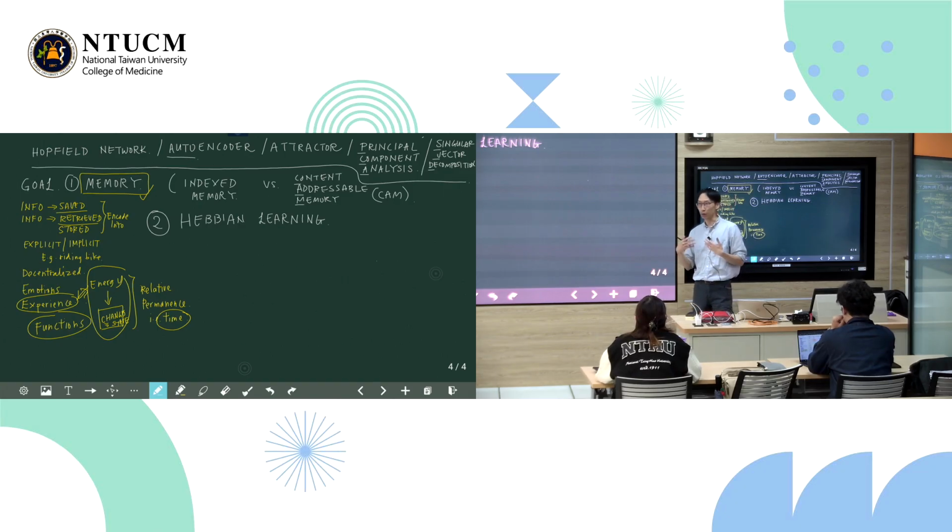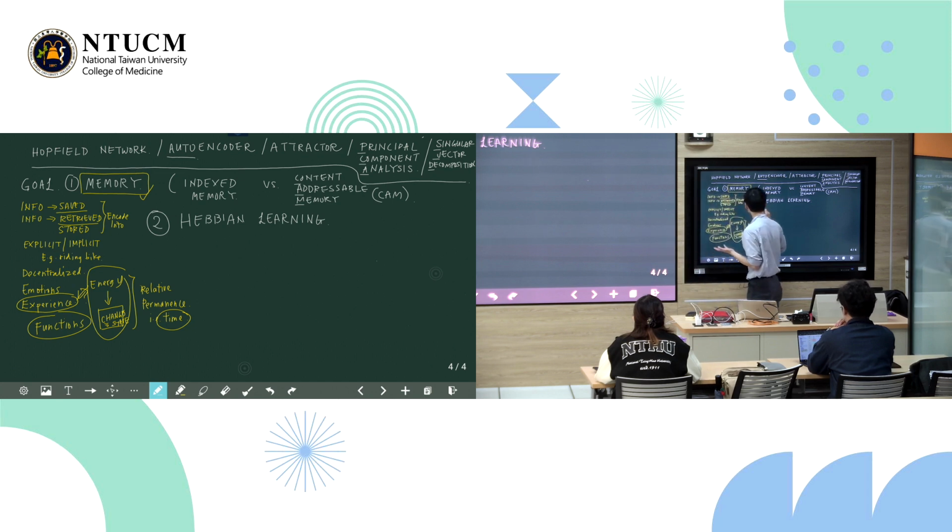Okay? So if I do Hebbian learning, does that allow me to have content addressable memory? Vice versa, if I do content addressable memory, can I use Hebbian learning to do that? So this model is trying to kill two birds with one stone, to prove that.